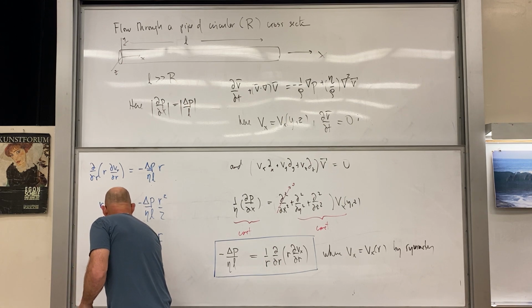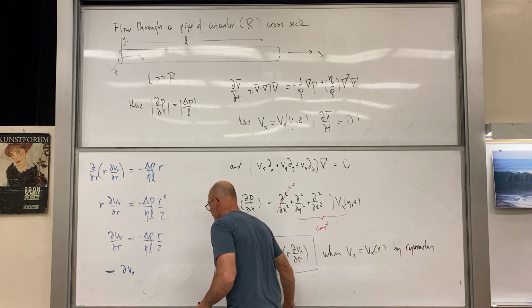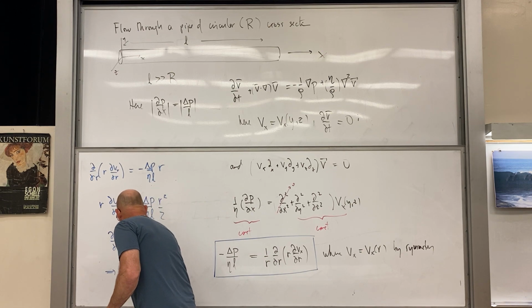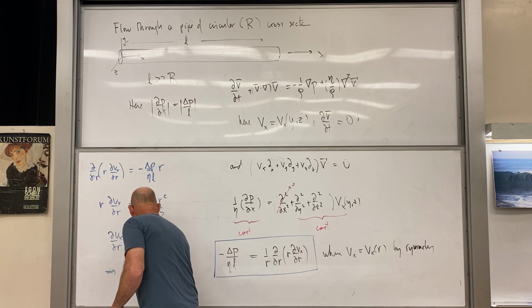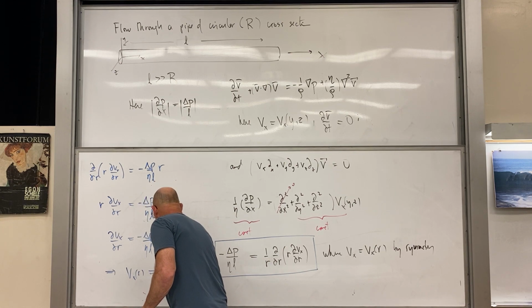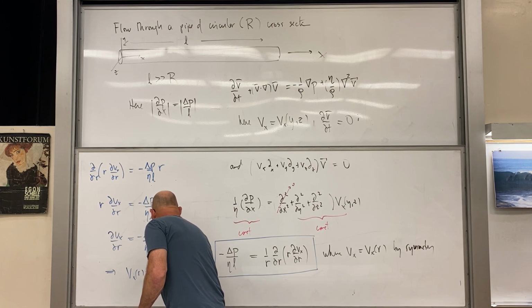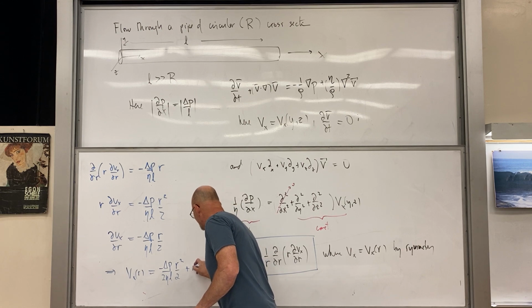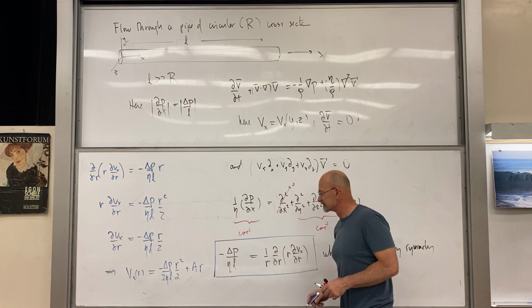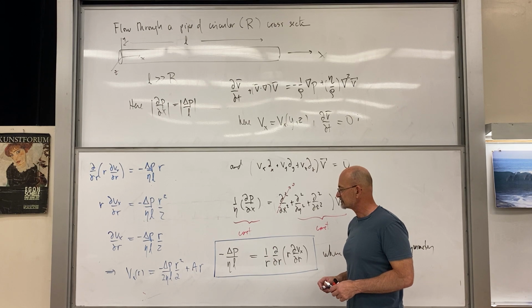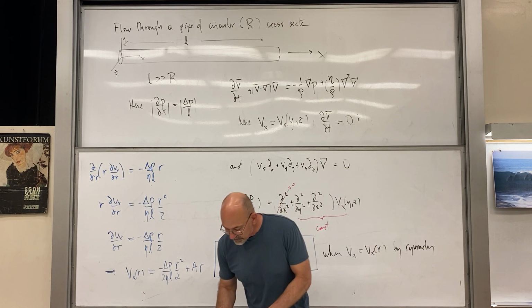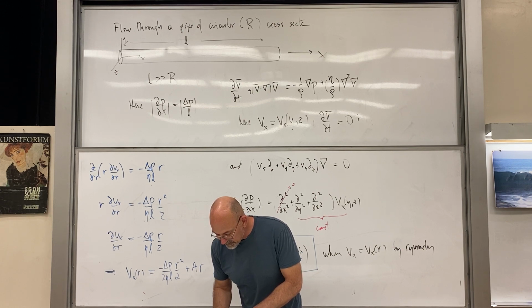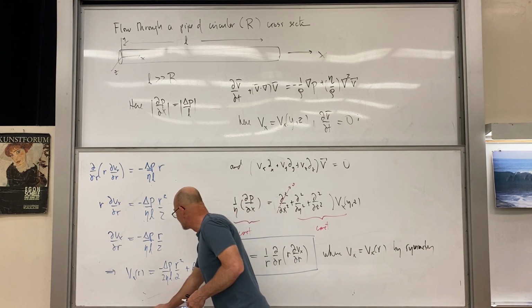we'll get vx of r is equal to minus delta p over 2 a to l, we'll have another r squared over 2 plus some a times r. Actually, what am I missing there? r dvx dr. I missed something.